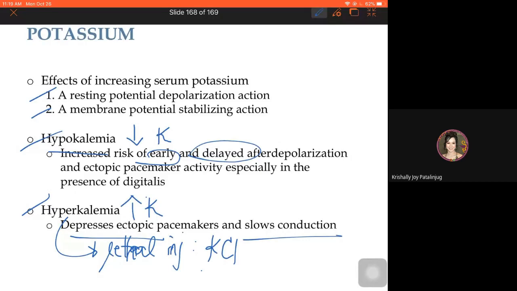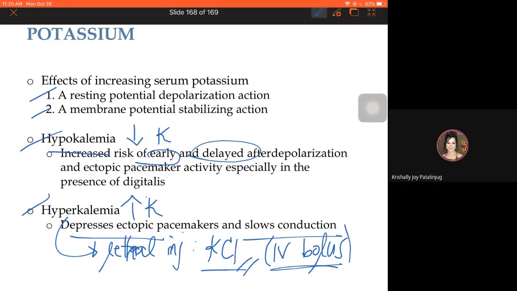Pwede siyang maging fatal. Pwedeng maging fatal yung potassium chloride depending on how it is being administered. Yung manner of administration sa pasyente. Especially yung potassium chloride, lethal siya if given IV bolus. Okay? If given siya IV, intravenous bolus, meaning, pag sinabing IV bolus or IV push, example na may syringe, nag-aspirate ka mula vial, and then one time inject pag-administer sa patient. Ibig sabihin, isahang bigay lang, isahang inject lang or IV push sa patient.